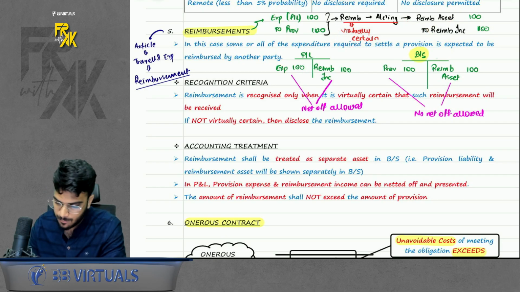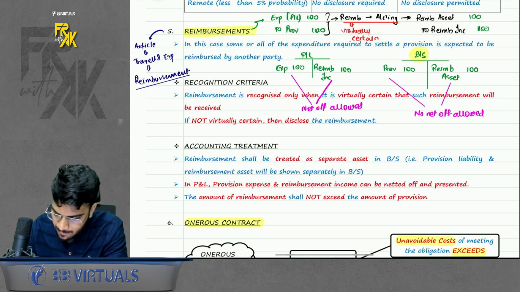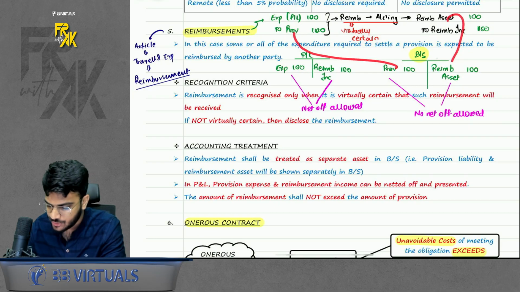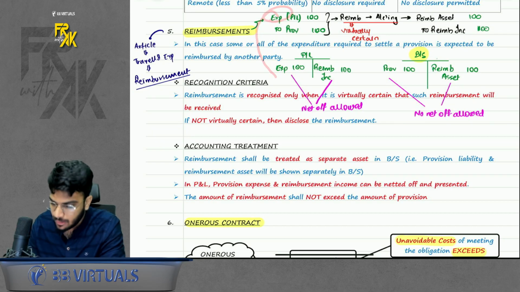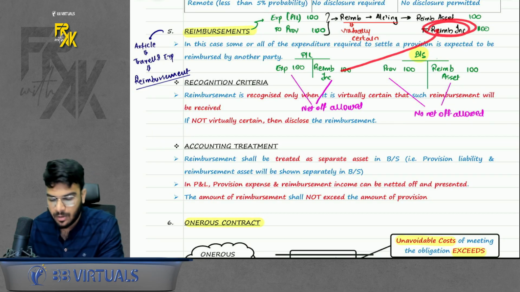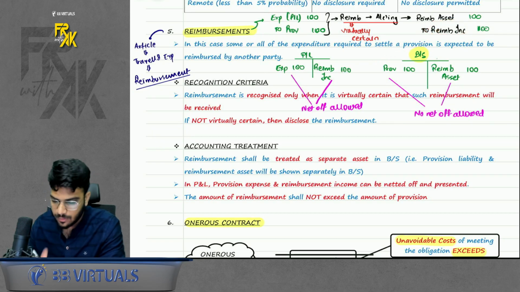Few points to be remembered. Reimbursement asset will come in balance sheet. Provision will come in balance sheet. Net off is not allowed. But expense of provision will come in profit and loss. Reimbursement income will come in profit and loss. Net off is allowed.